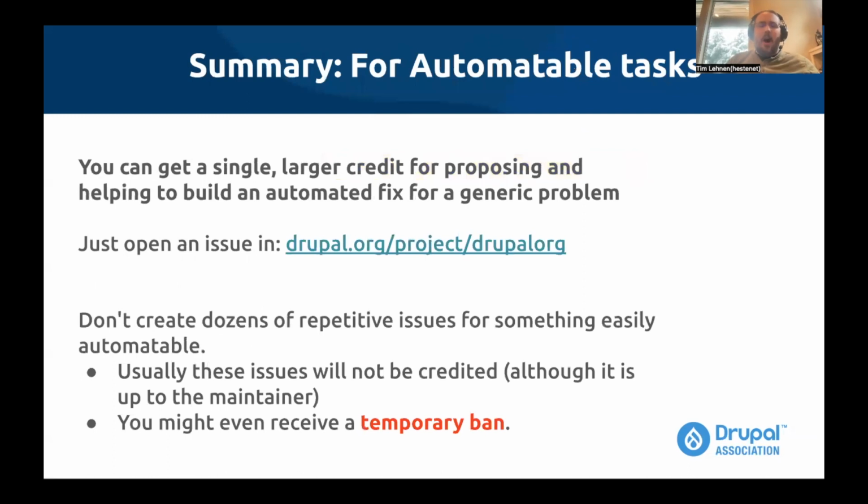To summarize, for automatable tasks, code style, patch rerolls, rebasing, short file name changes, any of those sorts of things, you might consider opening a request to automate that fix across all projects in the Drupal.org issue queue, but you should not spend individual time doing dozens and dozens of those small changes. Most of the time, they won't get credit, and they increase the risk that someone will think that your contributions are just spam. You might even get a temporary ban if too many folks flag those contributions.